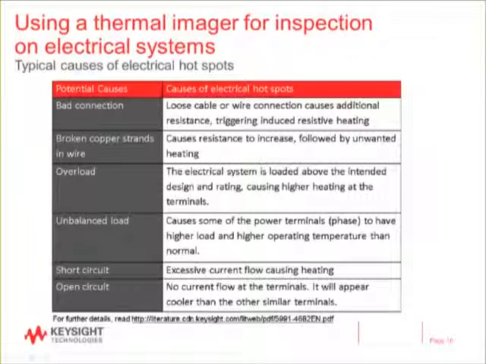So here is a list of potential causes of electrical hotspots for your reference. For example, we could have a bad connection caused by a loose wire, triggering induced resistive heating, or a broken copper strand in a wire, which might not be visible to the naked eye, but with the thermal imager, you will be able to see hotspots due to the increase in resistance. So all in all, IR thermography inspection of electrical systems has been gaining popularity as an effective predictive maintenance practice for facilities and manufacturing plants.